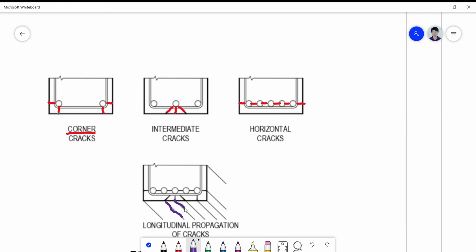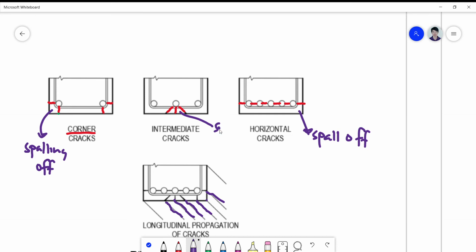Okay, so it can propagate longitudinally along the beam cross section, and the danger of propagation may cause the spalling off. Okay, it can be spalled off. Okay, it can fall. Okay, this can actually fall or spall off in one piece. Okay, and this also can spall in another piece.